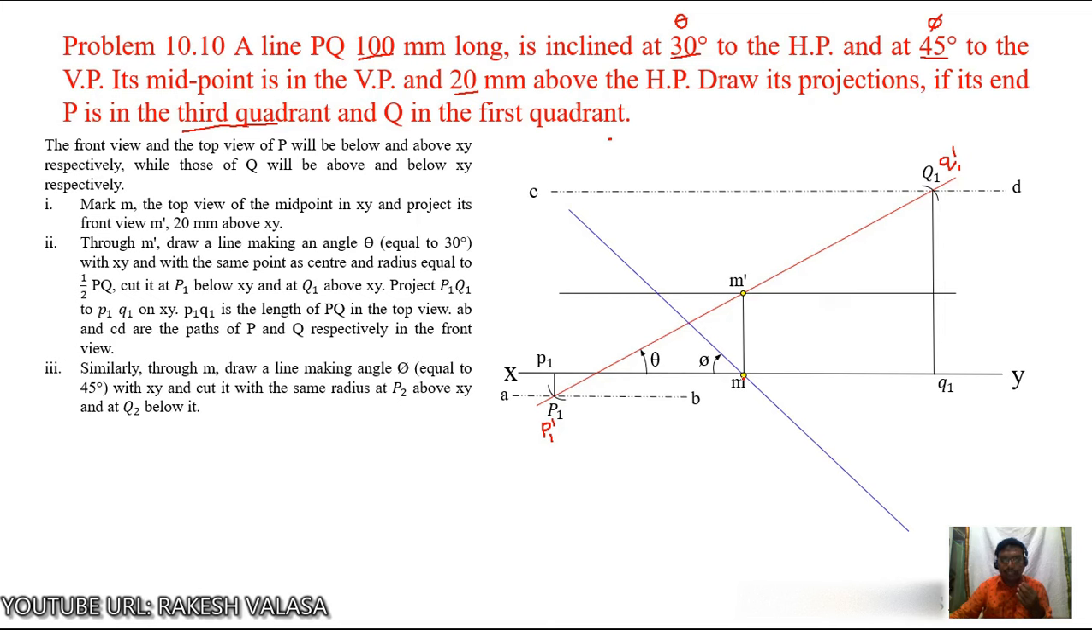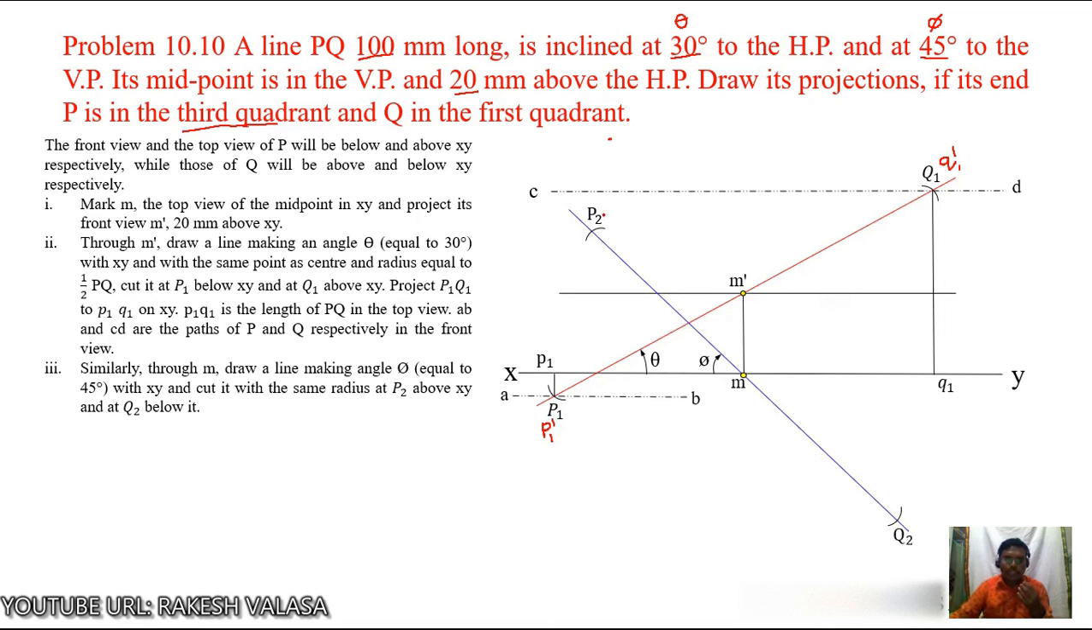Now take your engineering compass, and take the radius as half of this length because this is the midpoint. So you can take 100 by 2, that is 50. Cut on both sides of this 45 degrees line, above XY and below XY. That name is P2. This is the Q2.